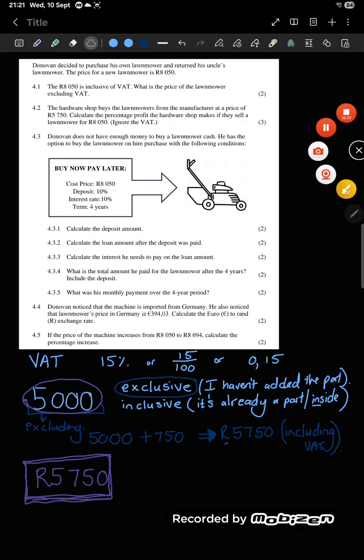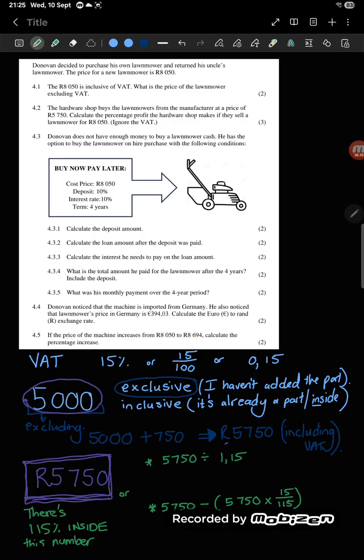And the formula for this, you can either say, now there's 115% in this number, 5,750. There's 115% in it. It's not 100. The VAT is included in it. There's not a whole part. There's a whole plus another 15% of that part inside that number. So I'm going to divide by a whole and 15%.